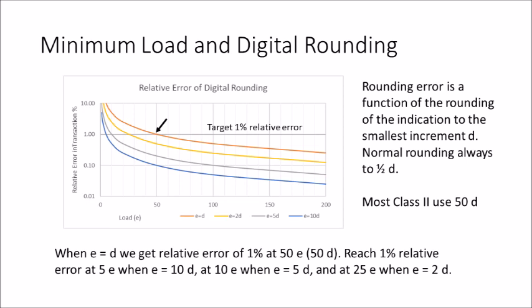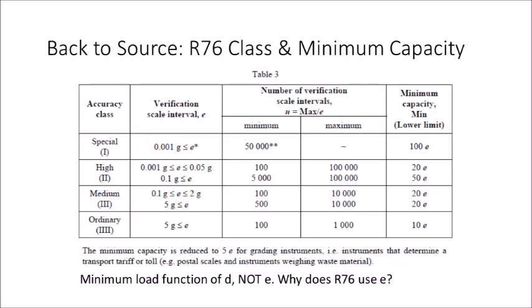So for class 2, we would limit that to 50D. So half a D in 50D, or half a D in 50E, because E equals D on the red line, our target is 1% relative error. But notice what happens if we keep E at 0.1 gram, but move to D equals 0.01 gram, we reach the same 1% relative error at 5E, 10 times better. And you can see that the blue line remains 10 times better.